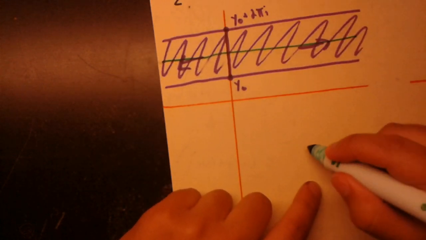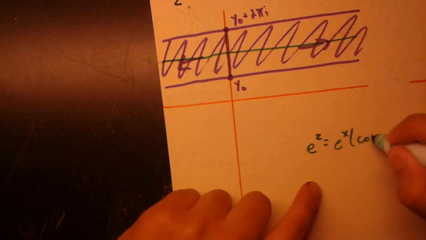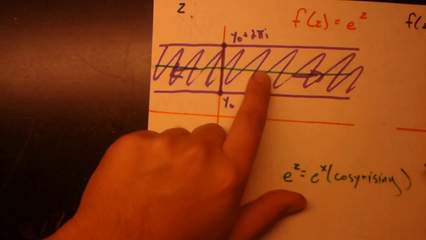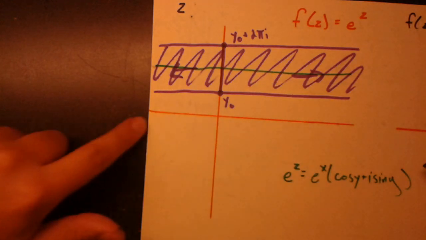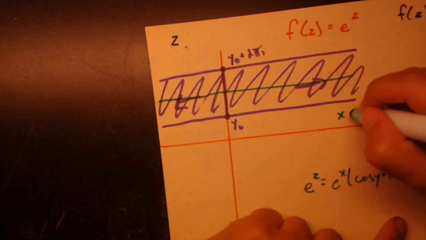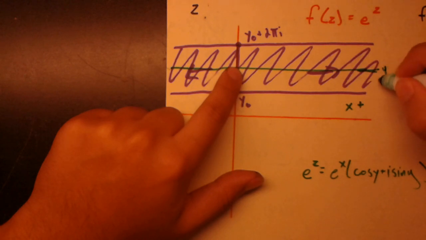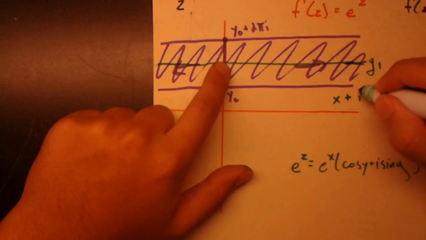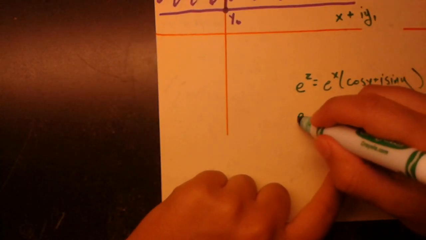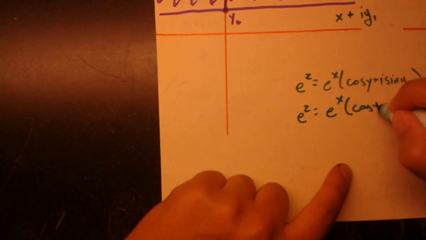Well, let's write e to the z as we know it. So it's going to be e to the x times cosine y plus i sine y. And this green strip is given by what? Well, the x is always changing. It's going from negative infinity to positive infinity. So it's going to be x, changing x, but the y is set. It's just some y that we pick. So let's say, call it y1. So it's going to be x plus i y1. So then e to the z is going to be e to the x, which is changing, times cosine of y1 plus i sine of y1.